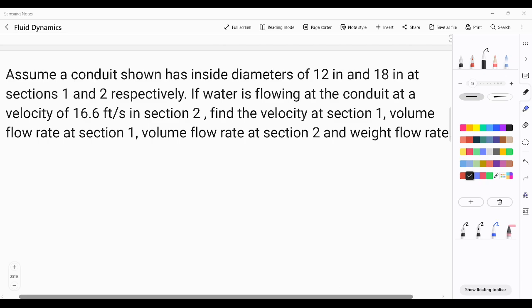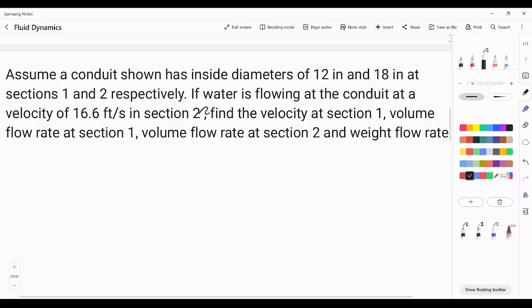Alright, now we are on to our next problem regarding fluid dynamics or fluid flows. Let's read the problem. Assume a conduit shown has inside diameters of 12 inches and 18 inches at sections 1 and 2 respectively. If water is flowing at the conduit at a velocity of 16.6 feet per second in section 2, find the velocity at section 1. So we have a conduit.